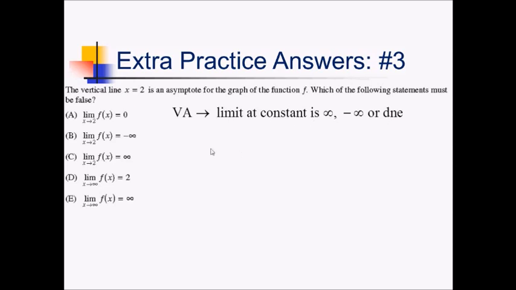Taking a look at our answer choices, well, B and C could be true, because again, it could be any of these. D could be true. We don't really know anything about what's happening as we go to infinity either way. The only thing that has to be false, as x approaches 2, we're getting some constant here in choice A. That can't happen. It needs to be infinity, negative infinity, or DNE. So since we can't have a constant limit at a vertical asymptote, choice A is the only one that has to be false.